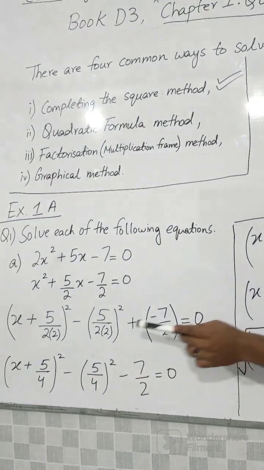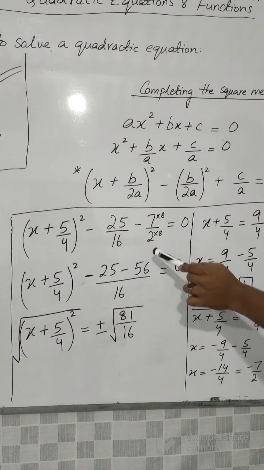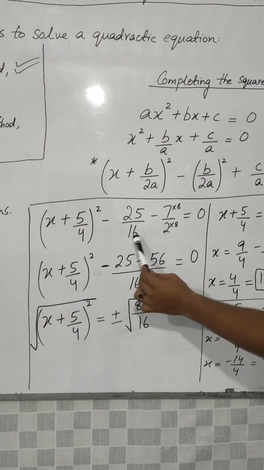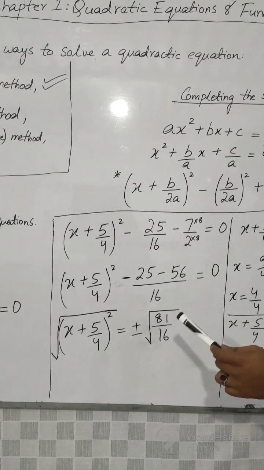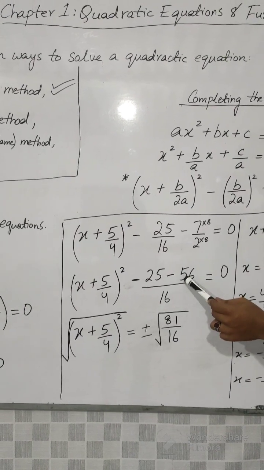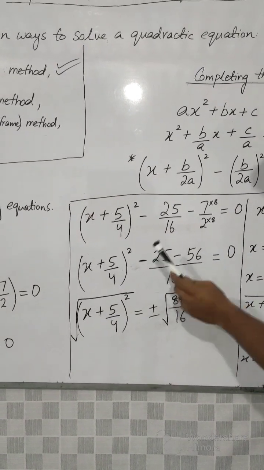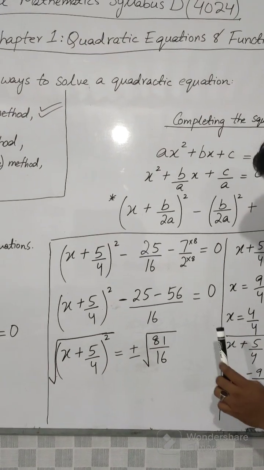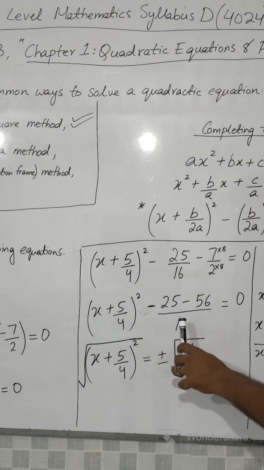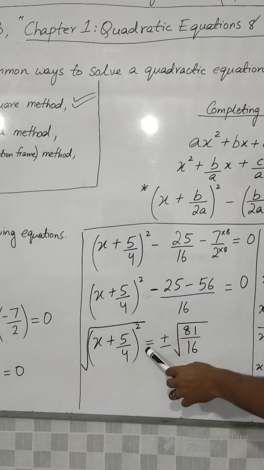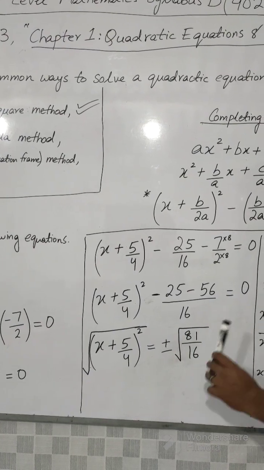(5/4)² gives you 25 over 16, and minus 7 over 2 comes as it is. You have to make your denominator the same, so this has to become 16. 2 times 8 gives you 16 and 7 times 8 gives you 56. Minus minus is plus, so 56 plus 25 gives you 81. There will be a minus sign here, minus 81 over 16. When shifted to this side, it becomes plus 81 over 16.